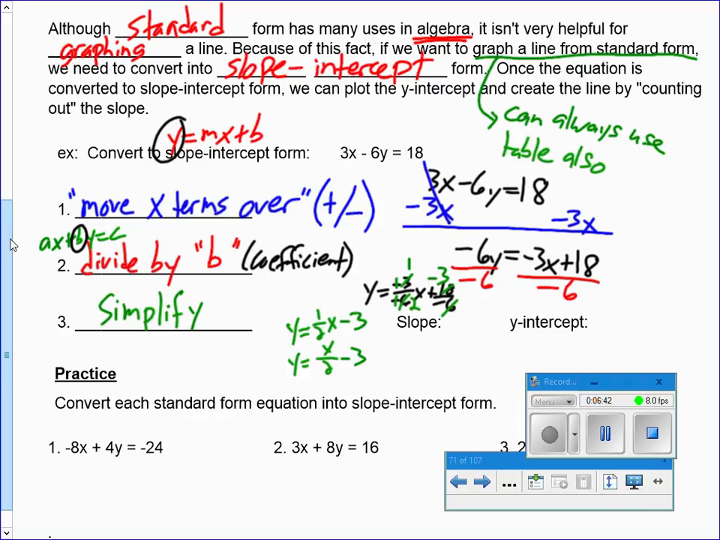So from there we know our slope. The number in front of x is 1/2. The y-intercept, the number at the end, is (0, -3). Alright, so at the bottom there are 3 practice problems for you to try on your own, converting into slope-intercept form.